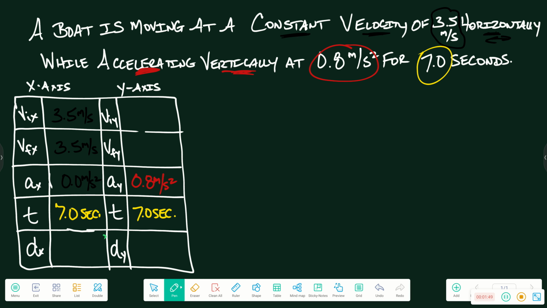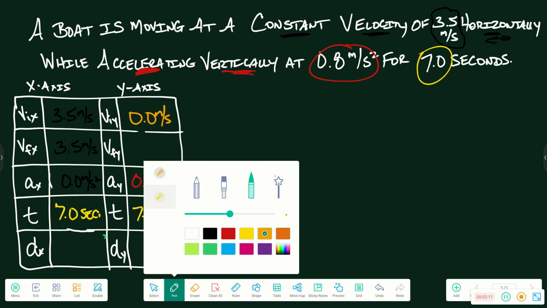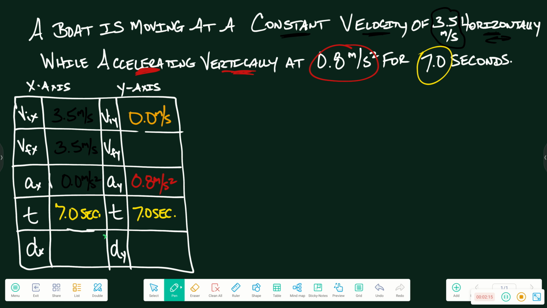All right, so now you have that. You filled in almost everything that you know, except for one thing. What should the initial velocity of y be? 0. Okay, the initial velocity is going to be 0. And as we get deeper into these lessons, you'll see why that is the case. So now you only have 3 things to solve for.